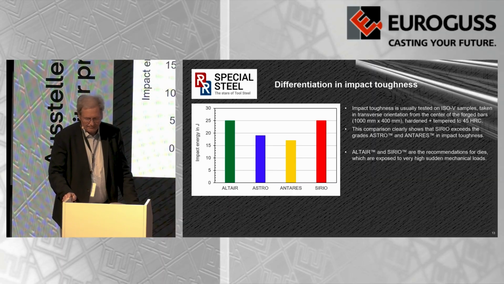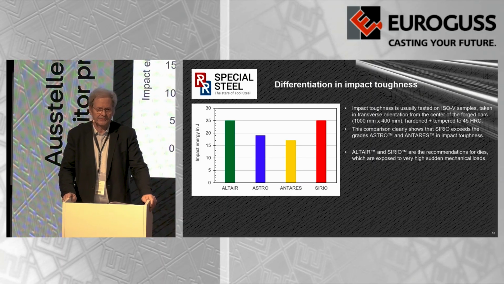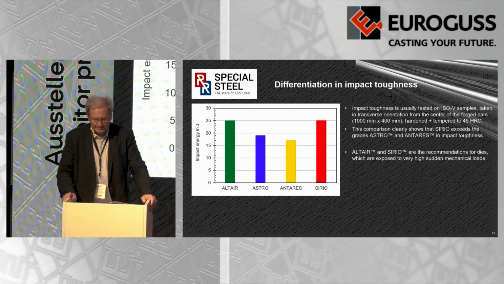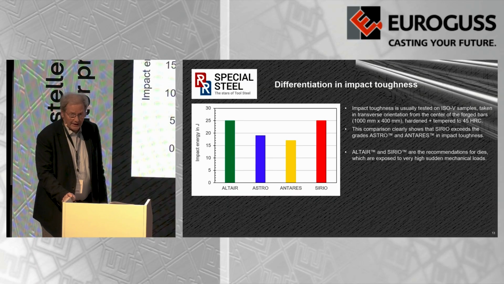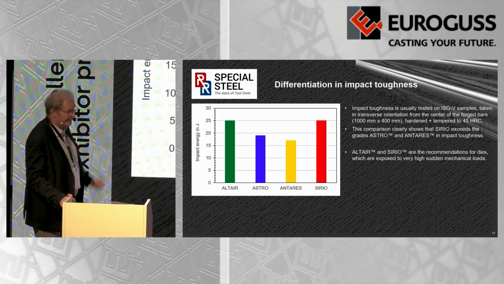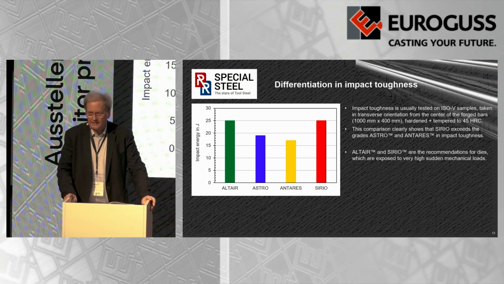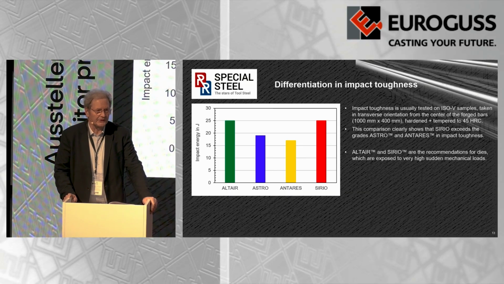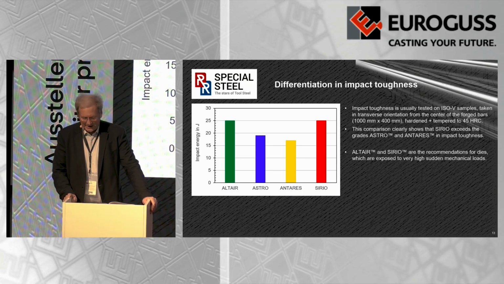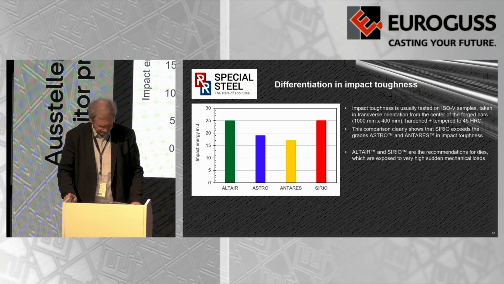The extreme mechanical loads during casting require highest impact toughness. This comparison underlines the drastically improved toughness of Sirio, which you see on the right side, and you also see on the left side a very high column that is for Altair. This high impact toughness is due to the fact that this material was made by vacuum arc remelting. So that gives it also an outstanding toughness.